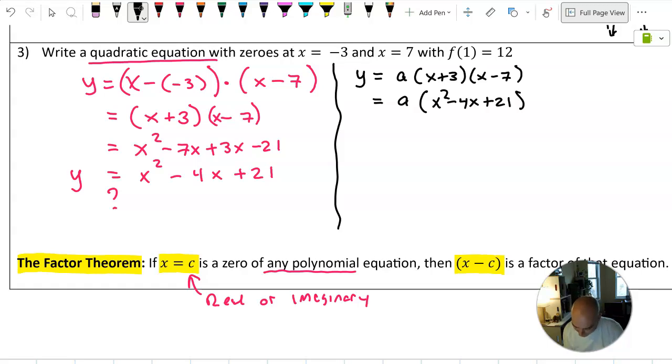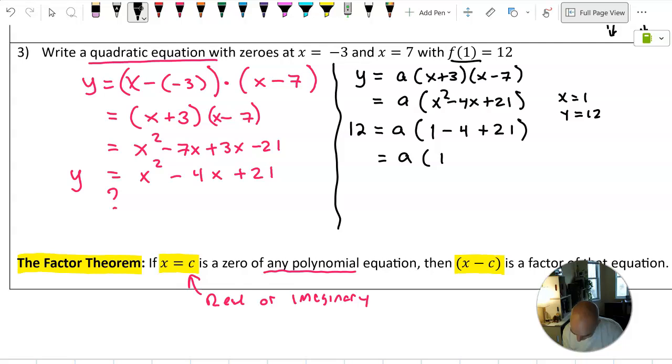And how are we going to do that? Well, we're going to plug in 1. Since we are told that f of 1 is equal to 12, then when x is 1, y should be 12. So what we can do is say 12 equals a, and then we can plug 1 into this equation. So 1 squared is 1, minus 4, plus 21. So 12 equals a times 18. Is that correct?